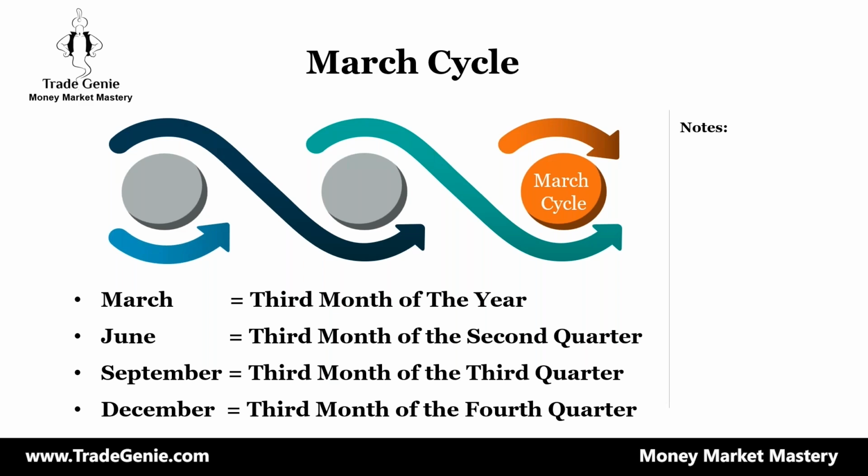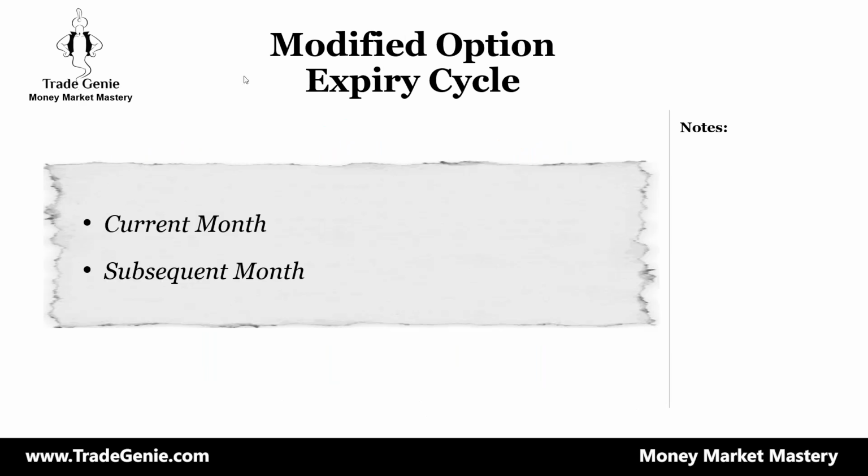we would only see March, June, September, and December. So what happened today is December. We are in the month of December, so we will see December, right? Because let's say the stock is assigned to the March cycle, so we would see December, and we will see March, June, and September. Then you say, hey, wait a minute, what happened to January and February? Where did they go? So there's a rule. They call it the modified option expiry cycle.